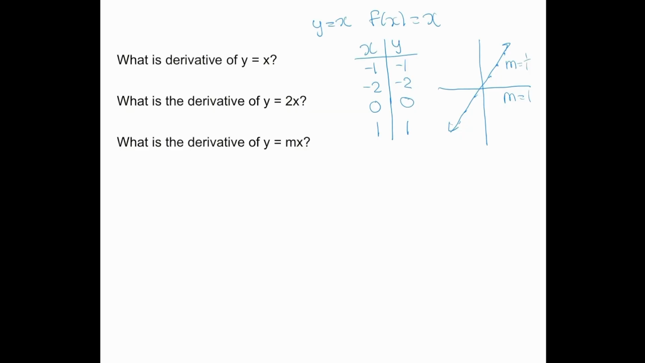So what is the derivative of y equals x? Well, using Leibniz notation, dy over dx is equal to 1. The equation of the derivative is 1.